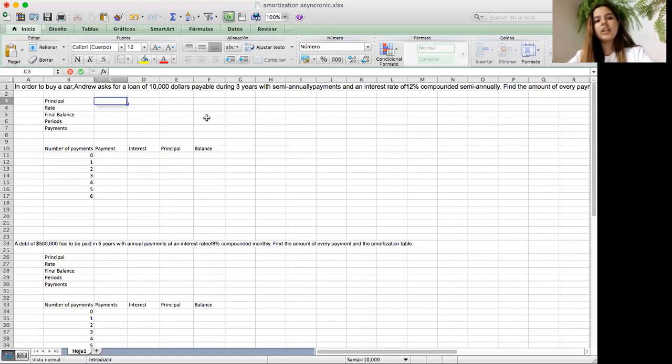Hi, so for today's asynchronic, we need to do the amortization tables with two exercises. So now I'm going to share a screen to explain how I do these tables.